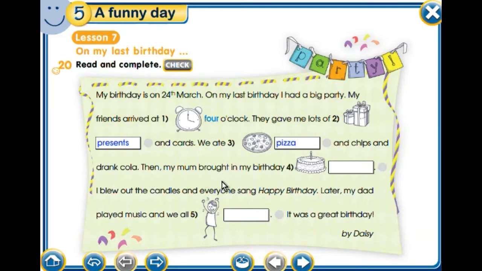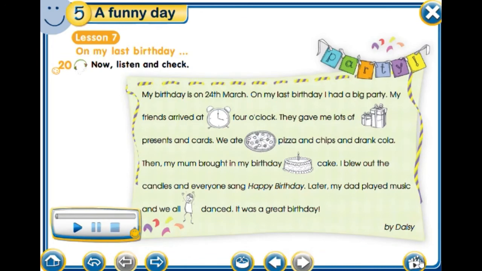Then my mom brought in my birthday what? Cake. Yes, cake. I blew out the candles and everyone sang happy birthday. Later, my dad played music and we all danced in the past, because we're talking about last birthday. So it's the past. It was a great birthday. Okay, so that's it. Now let's listen.